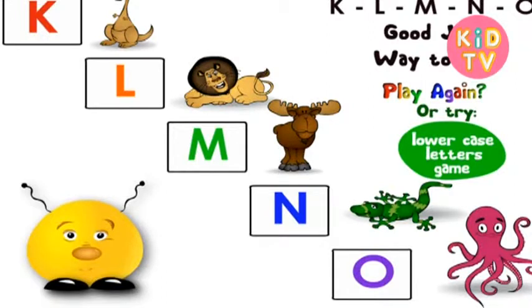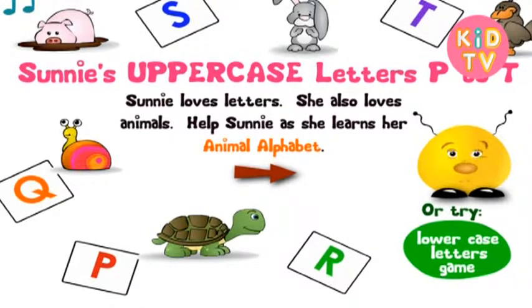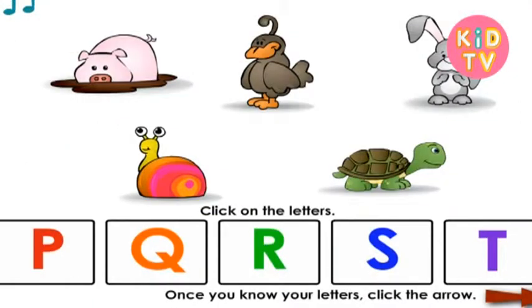K-L-M-N-O. Good job! Way to go! Animals. Help Sunny as she learns her animals. Next page. Click on the letters. Once you know your letters, click the arrow.